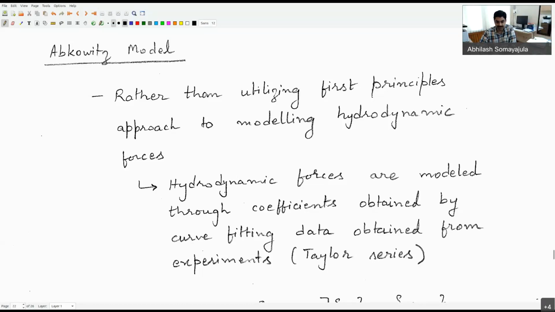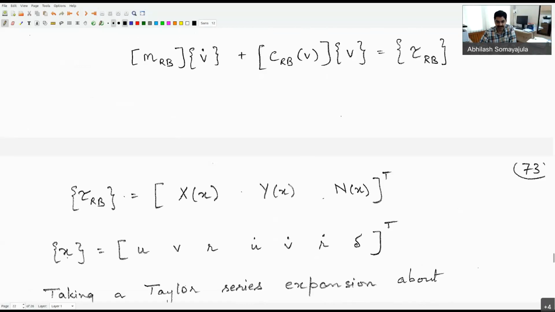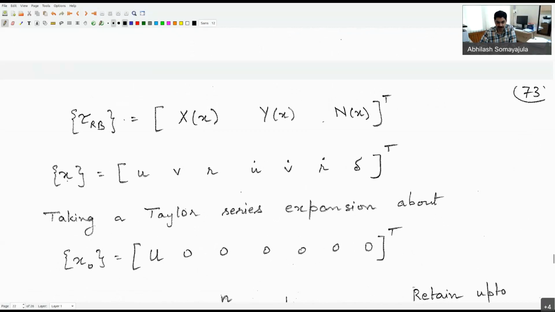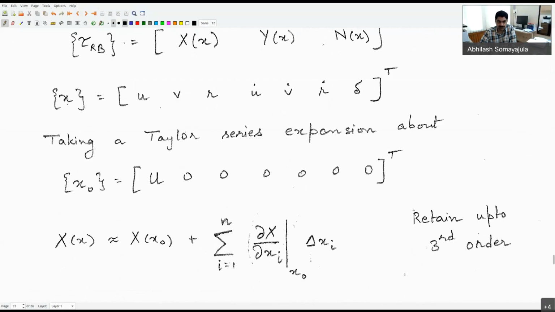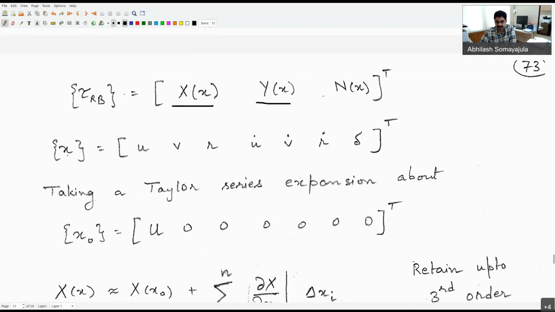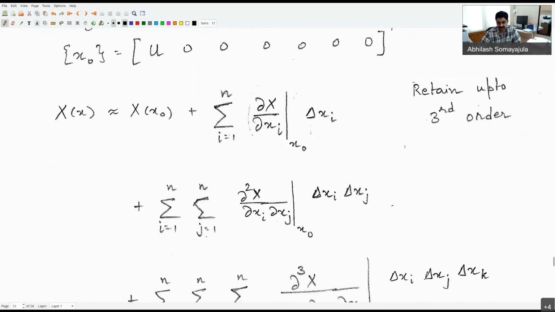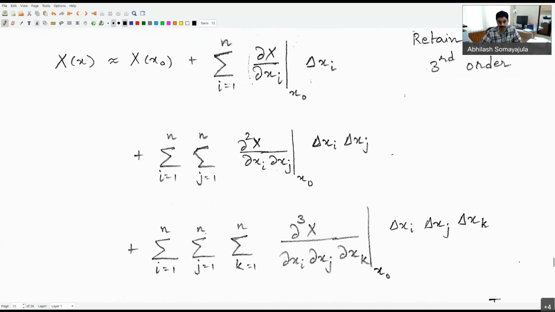Okay, so here what we are doing is taking this so-called hydrodynamic force in surge, sway, and yaw, and expressing it as a Taylor series expansion about some nominal equilibrium point. And I'm expressing that as a Taylor series up to the third order, which means I'm considering all the possible combinations up to the third order.